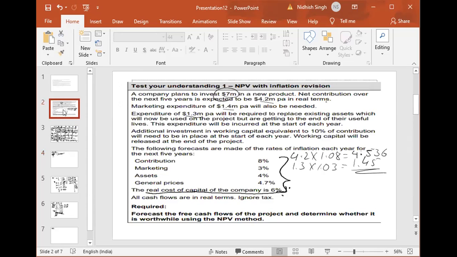Let's go back to the question. Simple thing. Additional investment, working capital equivalent to 10% of the contribution, and the real cost of capital of the company is 6%. So additional investment in working capital equivalent to 10% of contribution will need to be in place at the start of each year. Okay, working capital will be released at the end of the project, which is fantastic. And what is the cost of capital? Real cost of capital is 6%. Be careful with the word, and it is quite clear. Real cost of capital, right? So we are not going to use it as it is. We are going to use this, but not as it is.